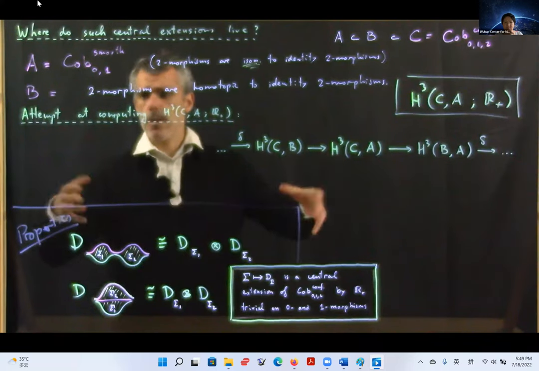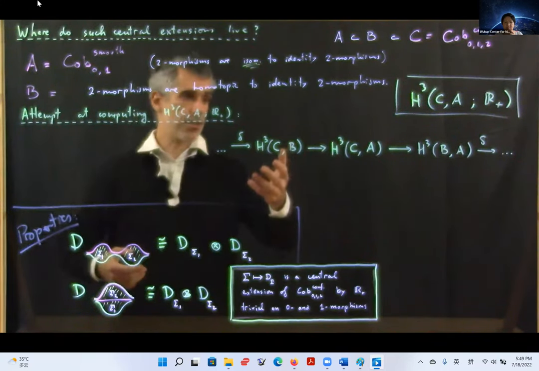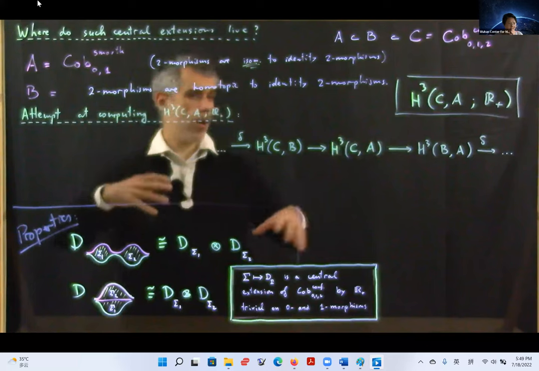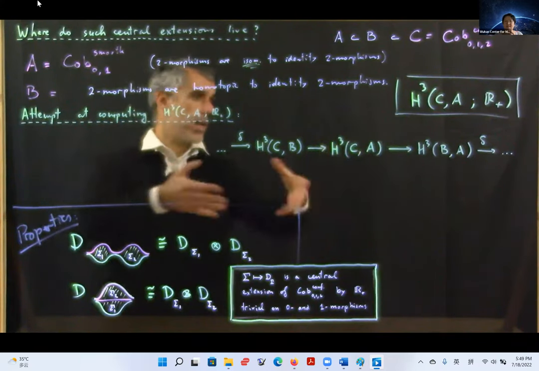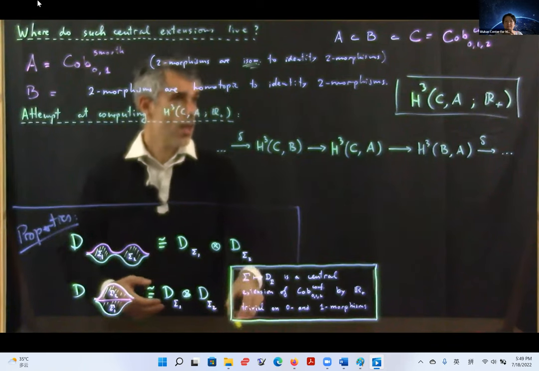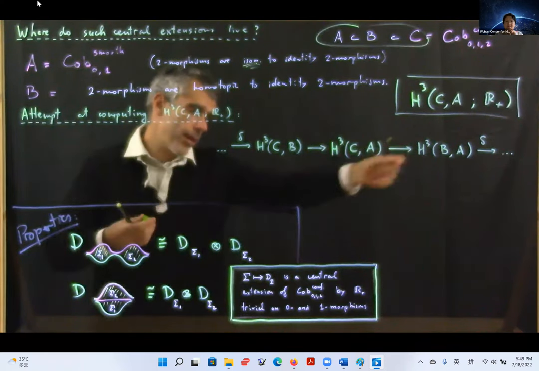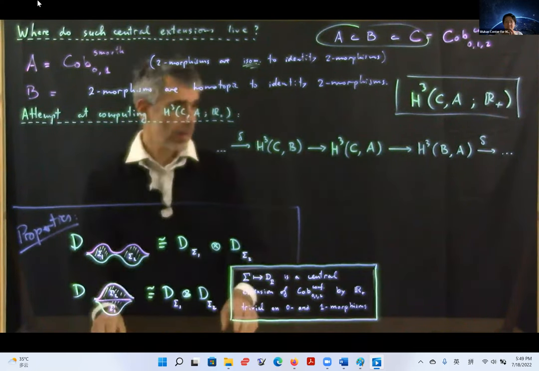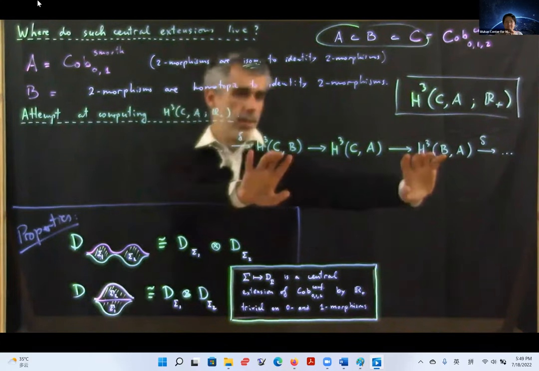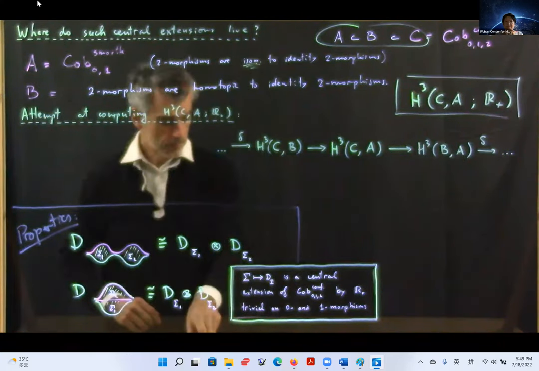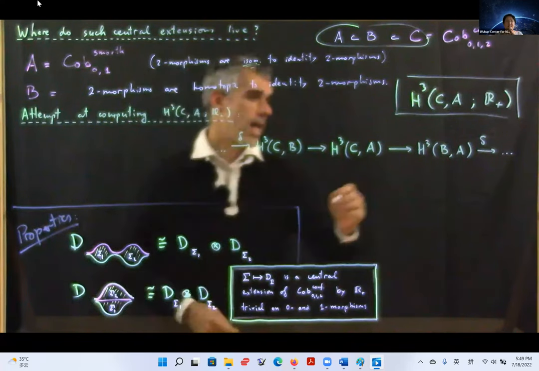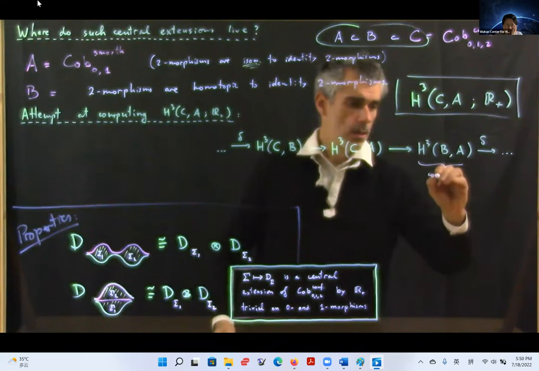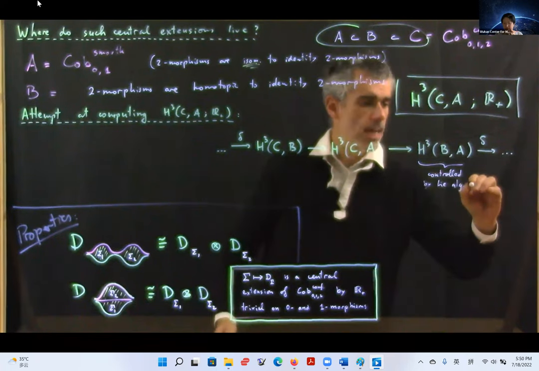Now let me present you an attempt at computing this H3 group. We don't know how to compute it. This is just a guess of how one might organize the computation. So first of all, we have these three guys, one inside the other, and there's a corresponding long exact sequence of relative cohomology groups, of which I drew part here. The group we care about is in the middle, and these two are going to help us. The hope is that this should be controlled by some kind of Lie algebra cohomology.